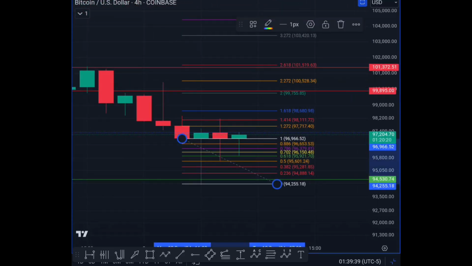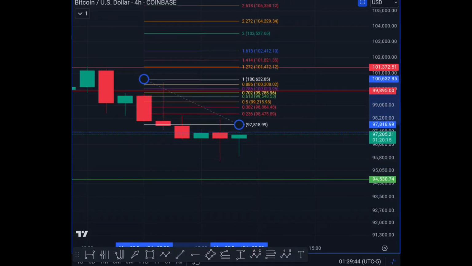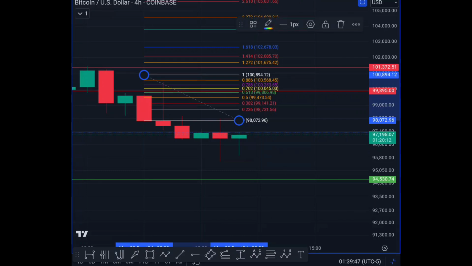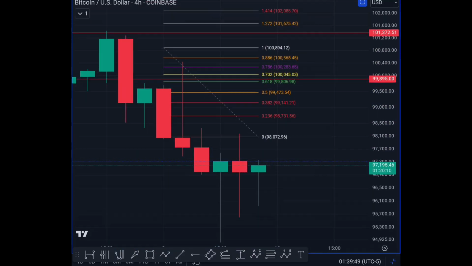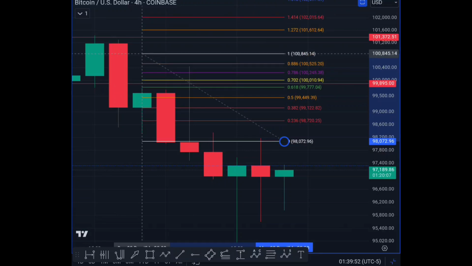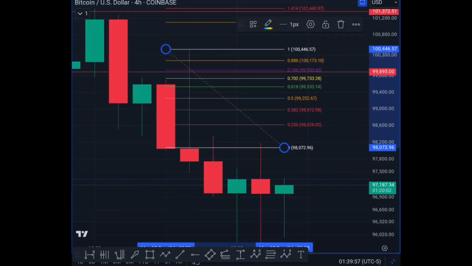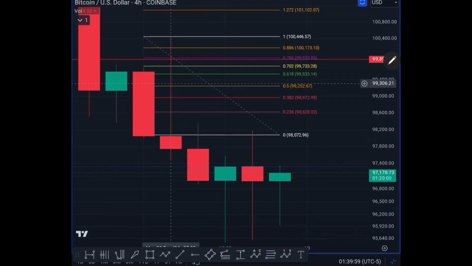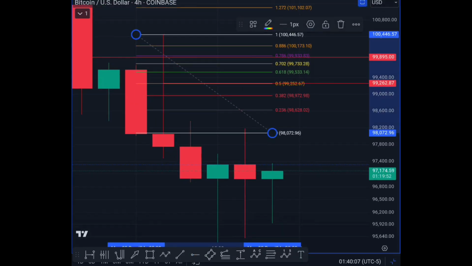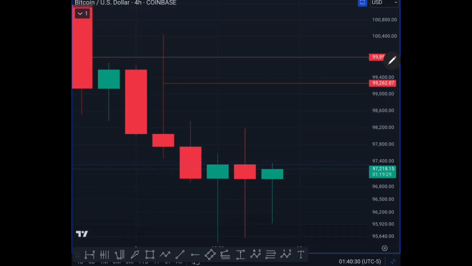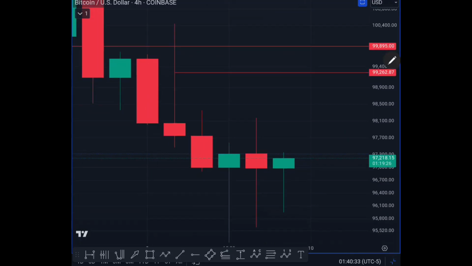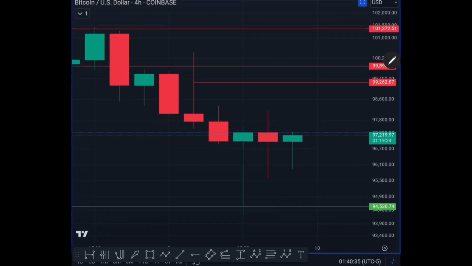And now my expectation is to get rejection at the upper wick up there. So I'll just measure half of that wick, right there. So half of that wick is 99,252. So I would look for supply to come in right there. Right there, 99,252, 262, somewhere around there.